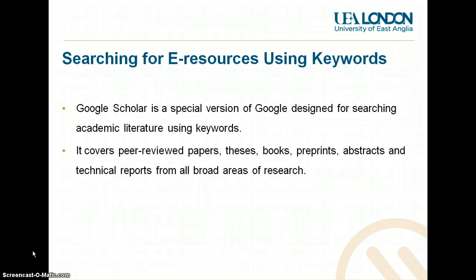This is useful at the start of your research when you don't know what is available and you don't know the names of the journals and databases that you want to use. Google Scholar is a special version of Google designed for searching academic literature using keywords. It covers peer-reviewed papers, theses, books, preprints, abstracts, and technical reports from a broad range of research.